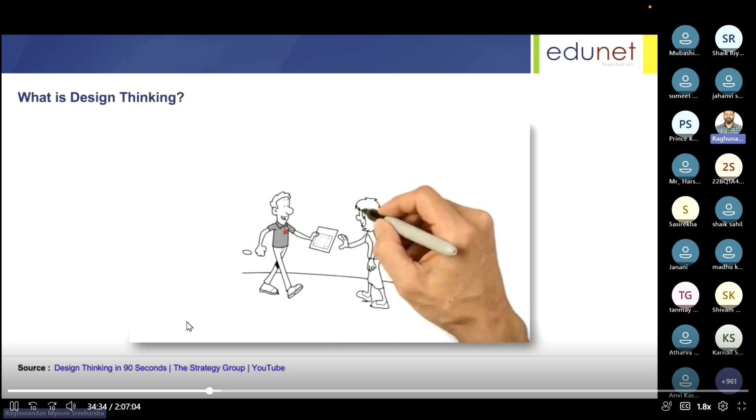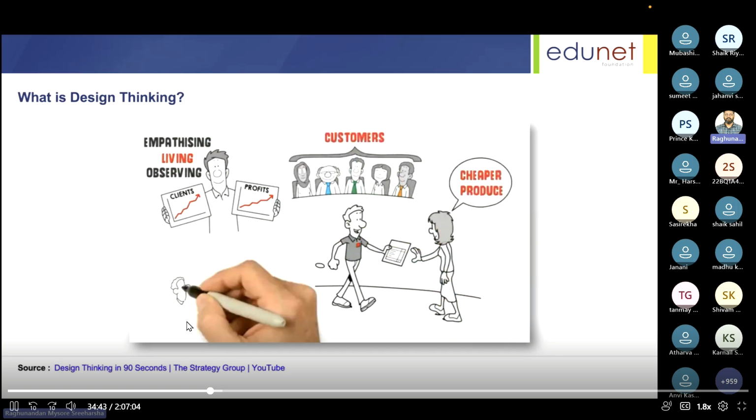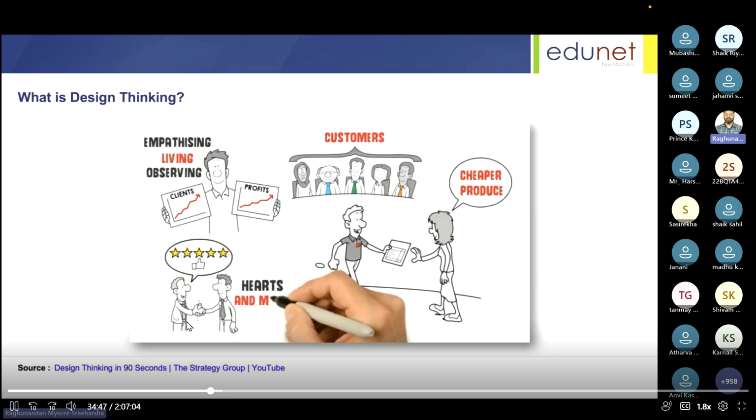If we had asked what customers wanted, they probably would have said cheaper produce. But by empathizing, living, and observing, we developed an idea that not only excites customers, but gives the store a unique edge by connecting with customers' hearts and minds.